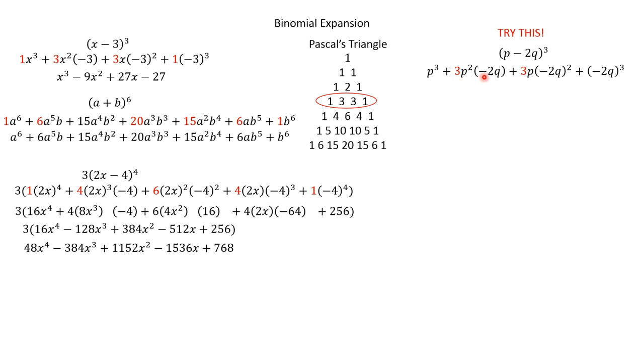3 times negative 2 is negative 6. Negative 2 squared is 4. Times 3 should be 12. And negative 2 to the third is negative 8. So we should end up with p cubed minus 6p squared q plus 12pq squared plus negative 8q cubed, or just minus 8q cubed. So how'd you do on that one?